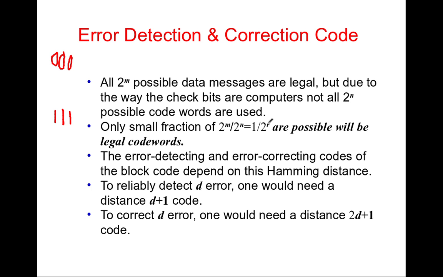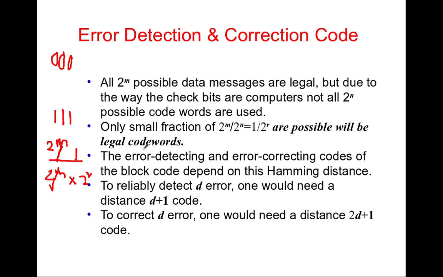Here we need to know that r is the redundant bits, and n is equal to m plus r. That is, 2 raised to m upon 2 raised to n can be written as 2 raised to m upon 2 raised to m into 2 raised to r. This gives 1 upon 2 raised to r as the possible legal code words. The error detecting and error correcting capabilities of the block code depend on the Hamming distance.